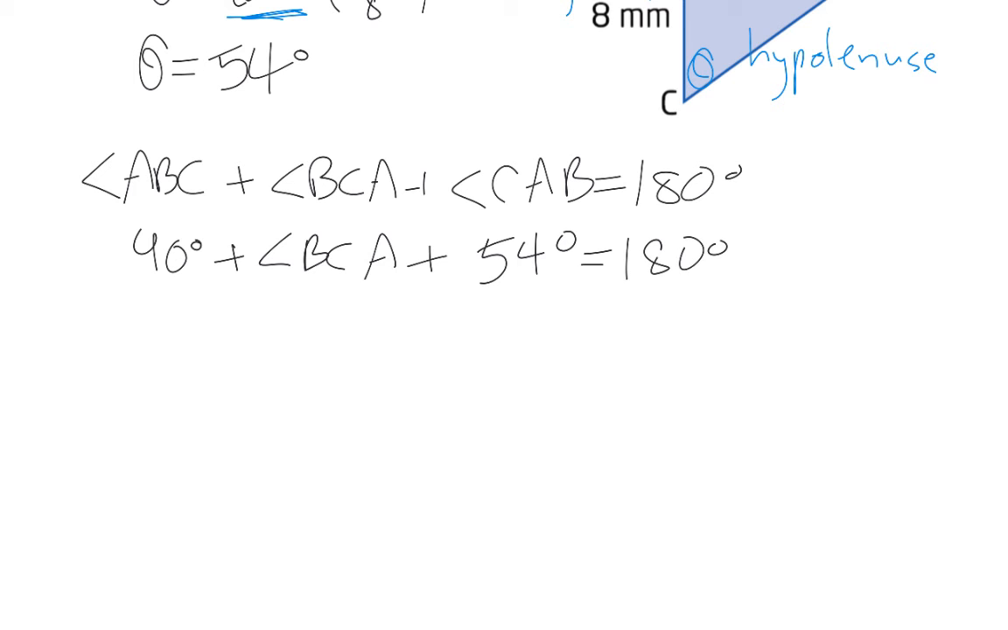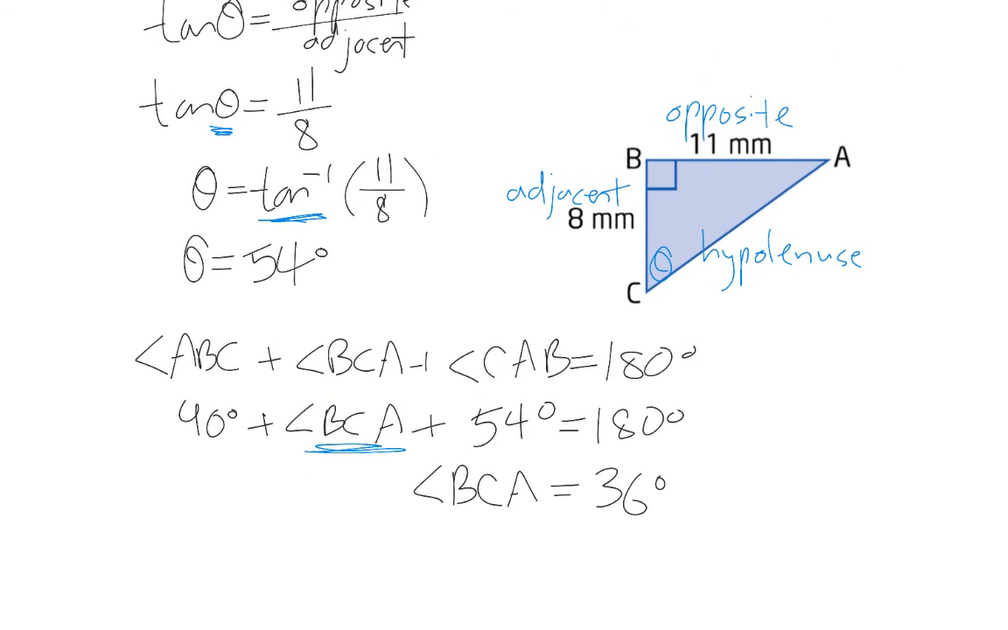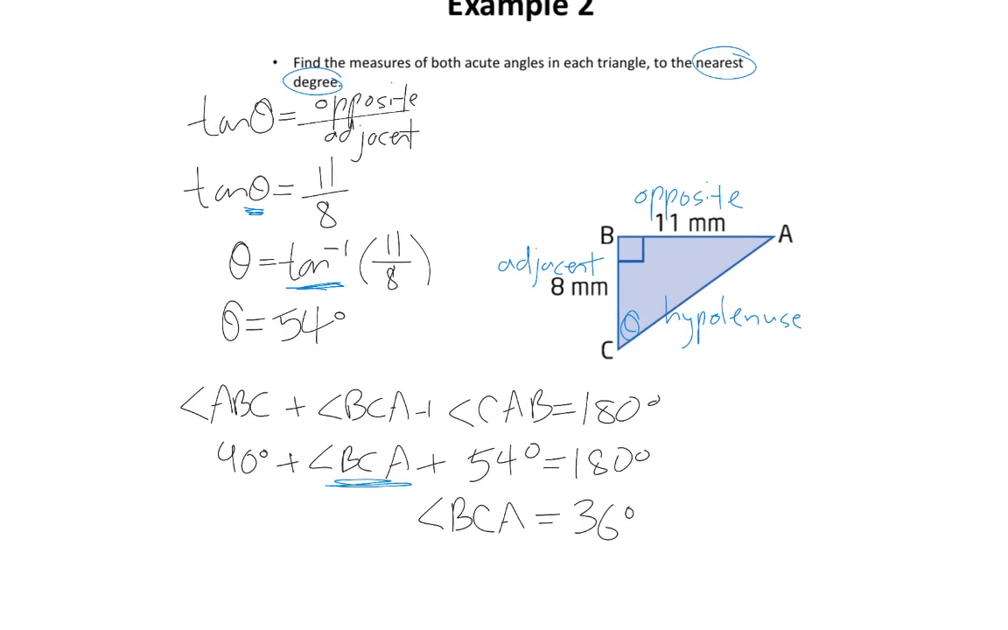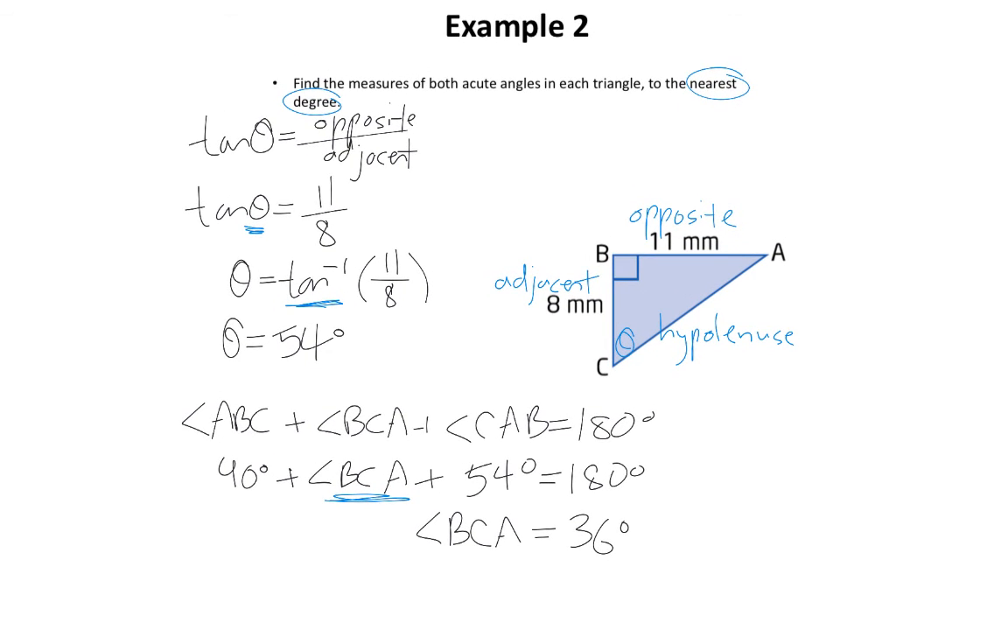Now at this point, all you need to do is isolate your angle BCA, and you can subtract 90 degrees as well as 54 degrees from both sides of the equation. I'm not going to write the work in for that. You should be able to do that on your own, and that should give you a value of 36 degrees for angle BCA. And there we have just determined the angles of these two unknown vertices.